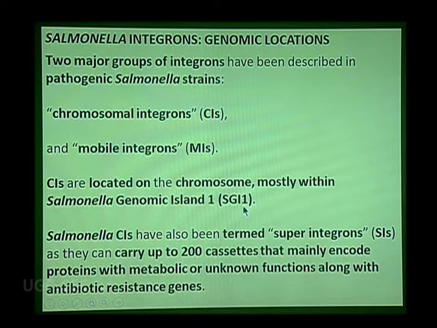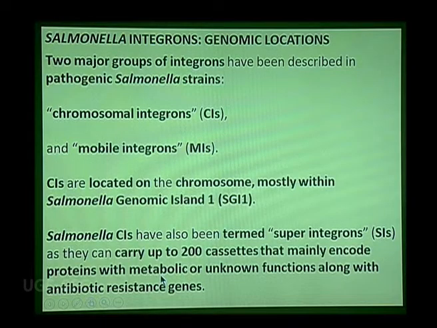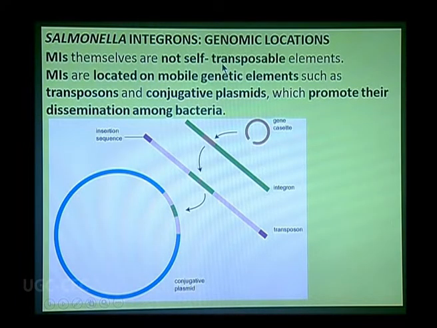This is one of the hotspots to accommodate different chromosomal integrons in Salmonella. Some of these CIs in Salmonella are also called superintegrons because they can carry up to 200 gene cassettes, which may encode different metabolic functions or maybe unknown functions that we do not know of, and obviously some antibiotic resistance genes. Mobile integrons, on the other hand, though the name suggests they are mobile, are not transmissible by themselves.